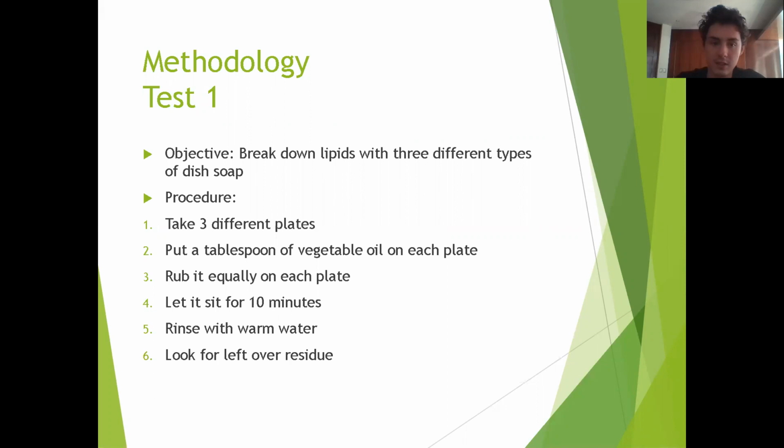Methodology for the first test: the objective was breaking down lipids with three different types of dish soaps. The procedure was: take three different plates, put a teaspoon of vegetable oil on each plate, rub it equally on each plate, let it sit for 10 minutes, rinse with warm water, and look at the leftover residue of oil.